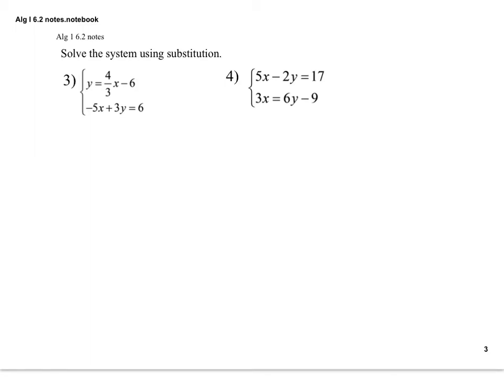Alright, so here's what I'm going to do in number 3. I've got y solved for. All of this stuff here is equal to y. I'm going to plug it into the equation right there for y. So I've got negative 5x plus 3 times 4/3 x minus 6. Alright, and that is equal to 6.